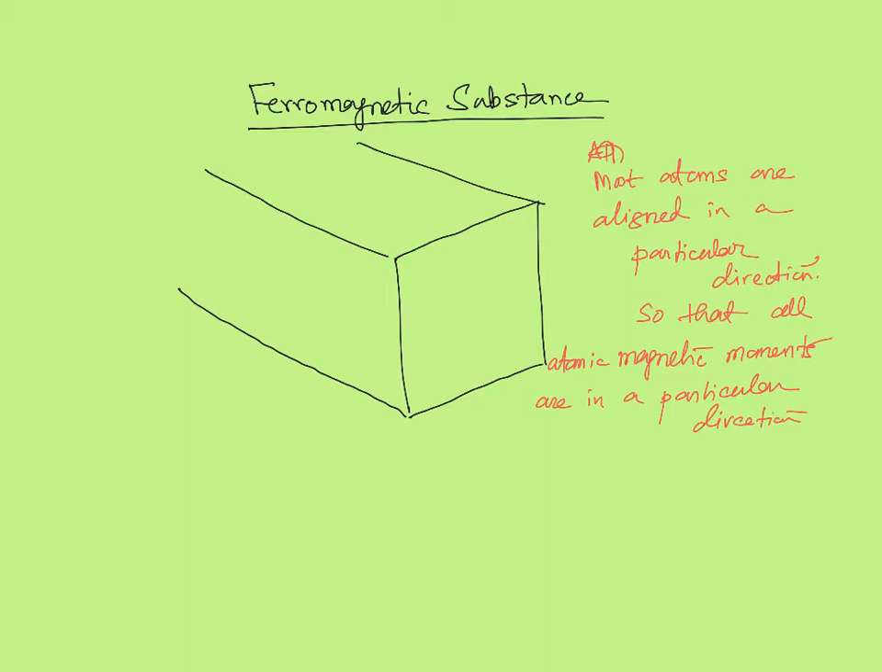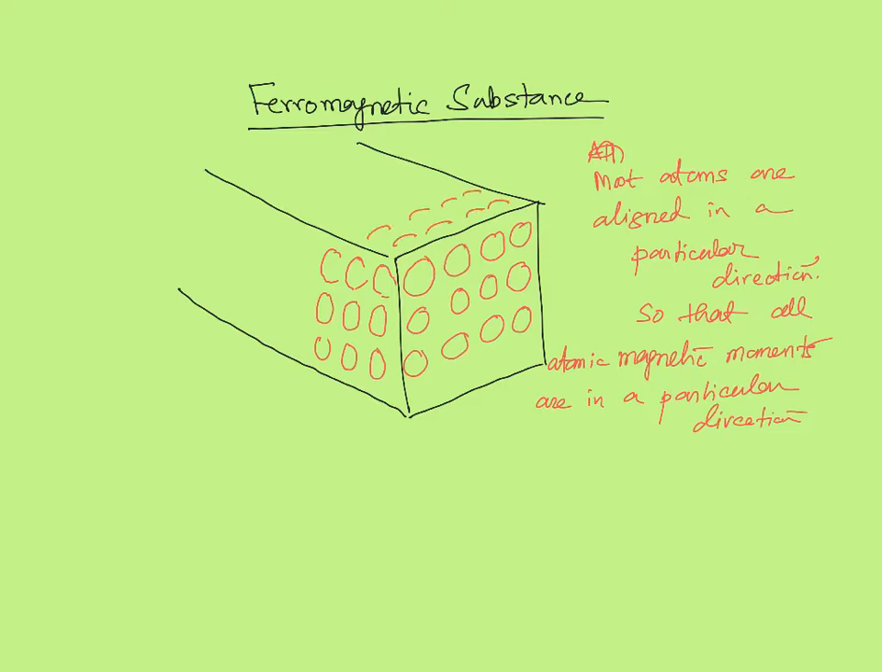Suppose it happens. So all the atomic magnetic moments, so these are the atoms. This is just the front part. And throughout you have these atoms, right? Throughout you have an atom here, an atom here, an atom here, here and here, throughout like this.